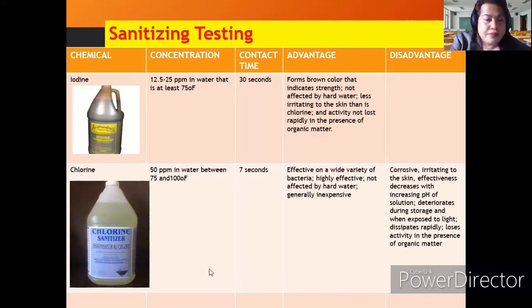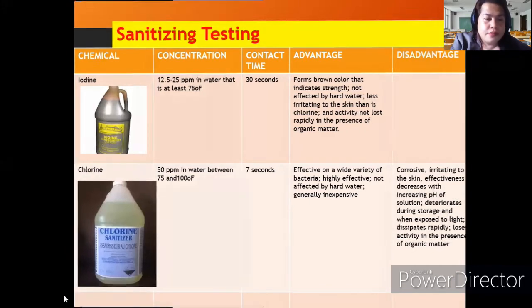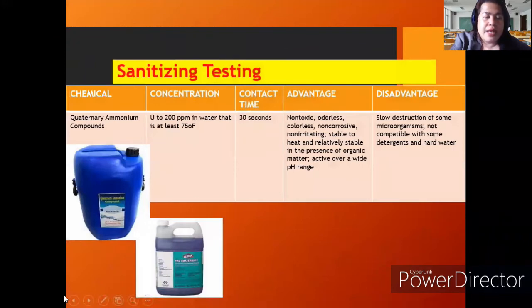Next, last but not least is the quaternary ammonium. So, yung quaternary ammonium naman or quats, so when it comes to concentration daw, at least 200 ppm, parts of this chemical sanitizer and then parts of the water is 200 ppm. At ang temperature niya, it should be at least 75 degrees Fahrenheit.